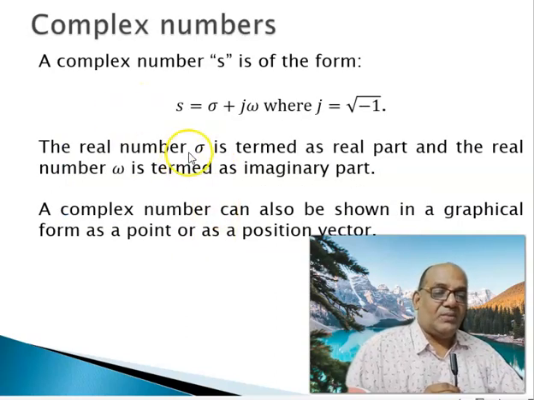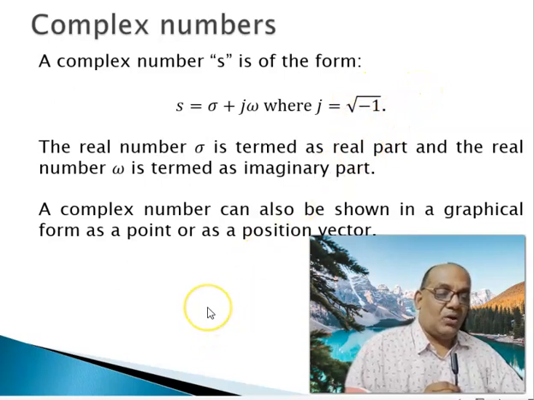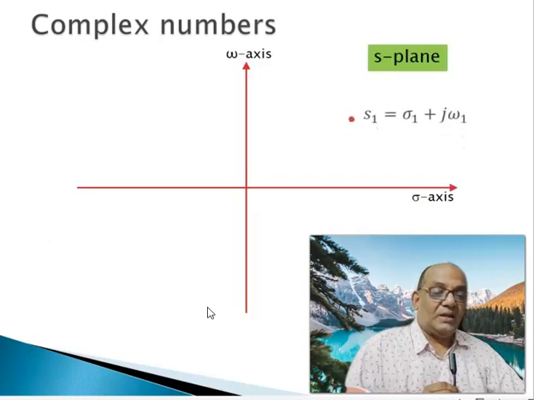By a complex number s, we mean a number of the form s equals sigma plus j omega. This sigma and omega are real numbers called the real part and imaginary part, and j is the square root of minus 1. A complex number can also be shown in a graphical form either as a point or as a position vector. Let us see how we do that.